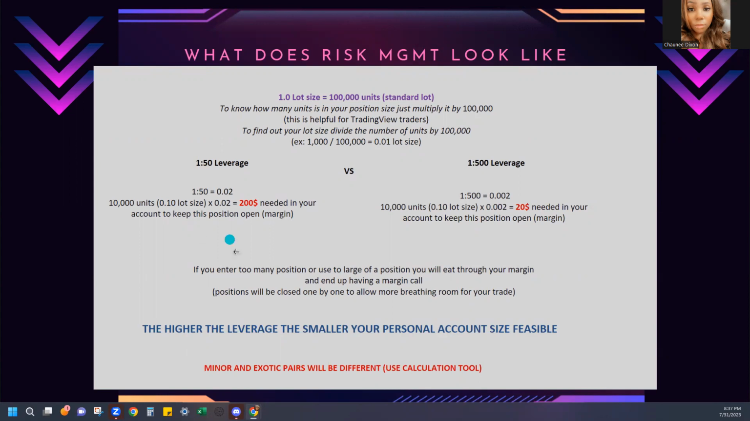So typically people stick with the 1 to 500, which gives you breathing room. You can place larger position sizes or place more positions in general, but you want to be careful because that can be a double-edged sword. If you trade heavy, then that risk can come back to haunt you. So just be careful with that.